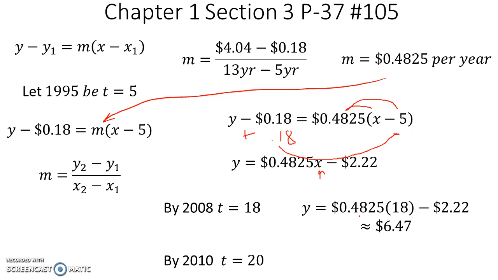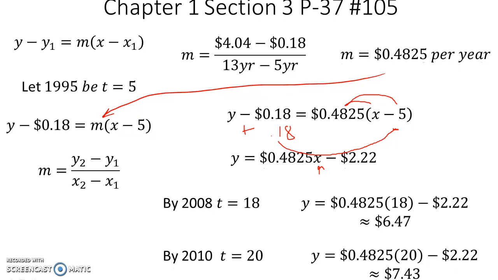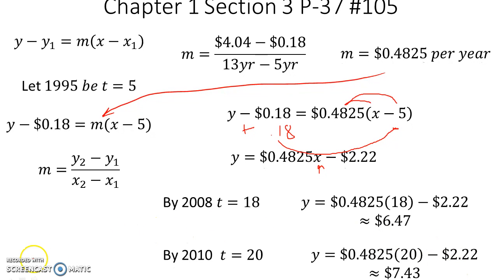Last part says to go ahead and find it for 2010. That would be year 20. We'll do the exact same process. We're going to put a 20 in right here. We're going to simplify, and it's $7.43. And that is the end of the problem.